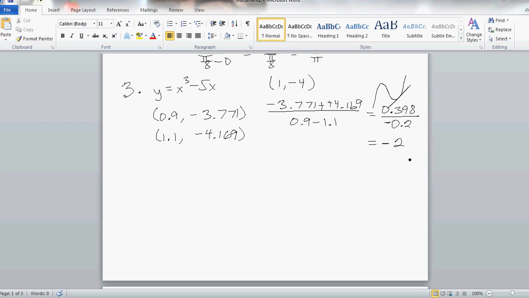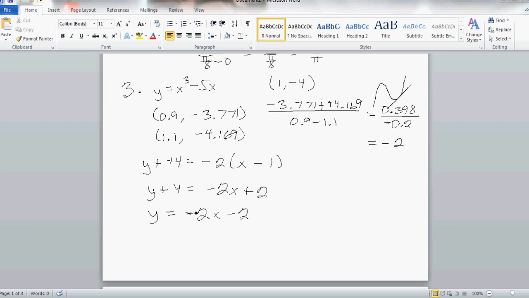But we also need to find the equation of the line that is tangent. So we have this point, we have a slope. It's not too difficult to find the equation of the line. It'd be y minus the y value equals the slope times the quantity x minus the x value. And then we just need to clean this up. This becomes y plus 4 equals negative 2x plus 2. Subtract 4 from both sides, and y equals negative 2x minus 2.